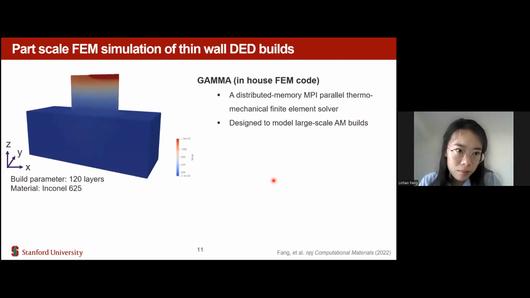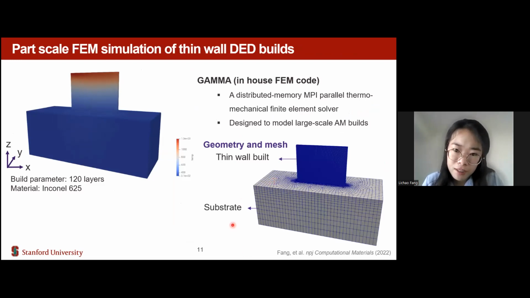First, I will introduce the simulation models. We developed an FEM-based model for the part-scale DED simulation. This is run with parallel computing and designed for large-scale additive manufacturing builds. The right figure shows the geometry and the mesh. The top part is the mesh for the thin walls, while the bottom part is for the substrate. And the left one is the simulation result. We built about 120 layers. The material is Inconel 625.